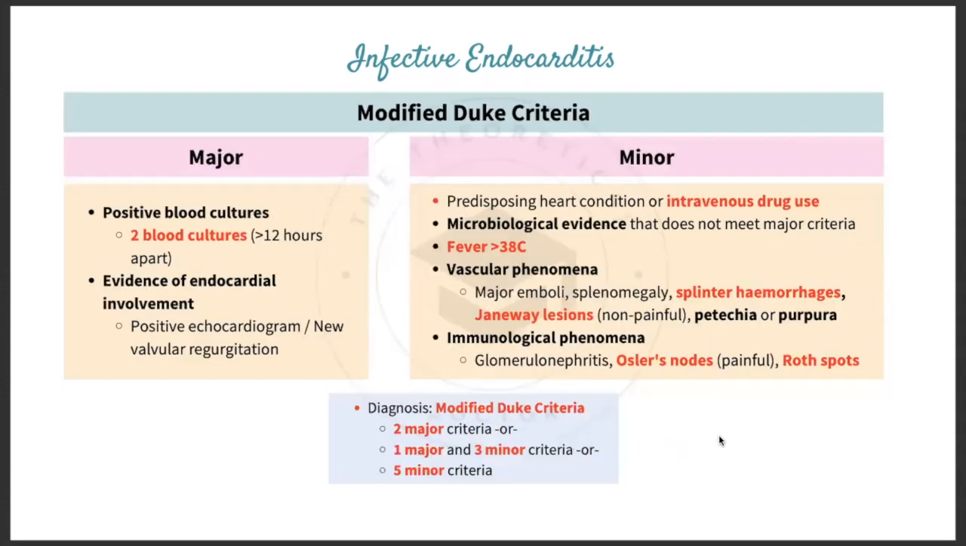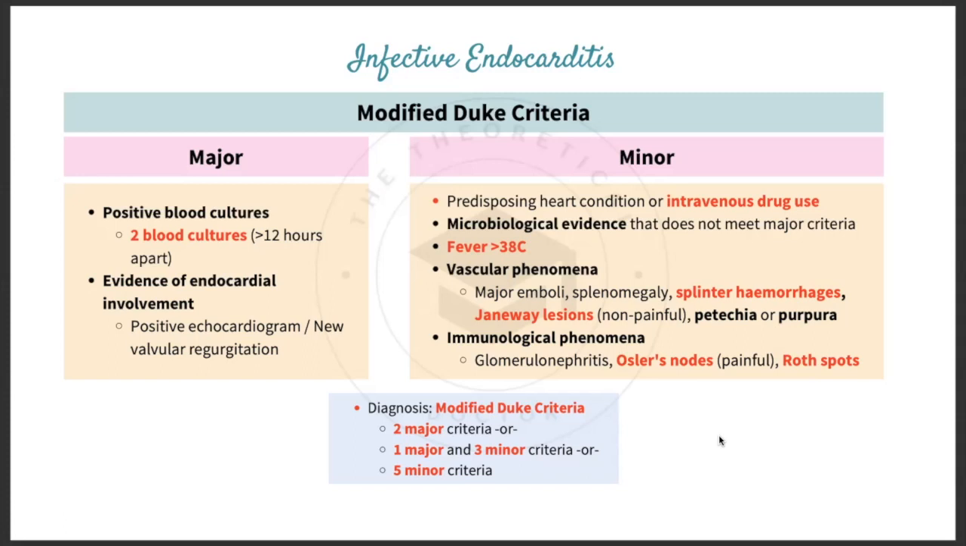Let's dive into modified Duke criteria. Major and minor. For major, there are 2 positive blood cultures, and it's very important, not just 1 positive blood culture, you need 2 positive blood cultures more than 12 hours apart, not immediately.